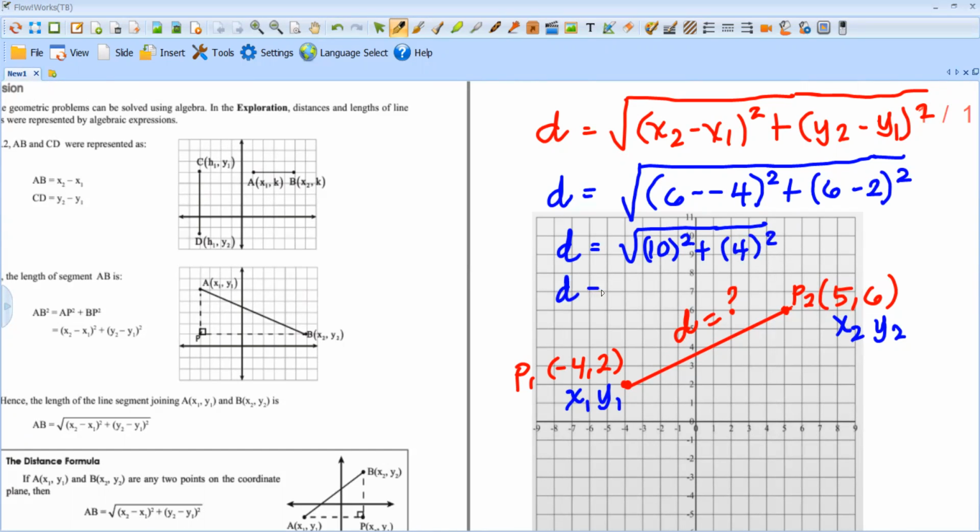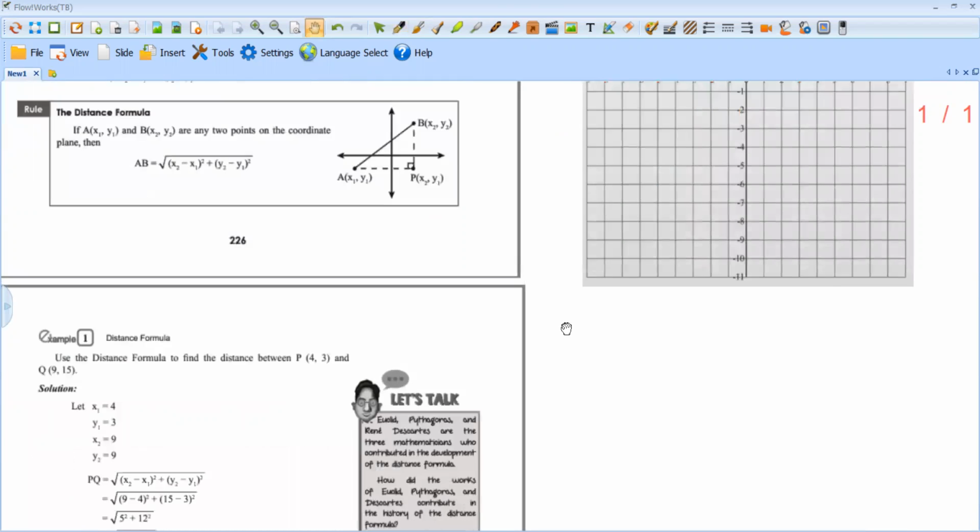So the distance, therefore, is 100 plus 16. So it is 116. If you are going to get that in the calculator, the square root of 116 is equal to 2 square root of 29. So you can do this in radical form, or it can be in decimal form. Is it clear? That is the distance formula. So let us try another example.